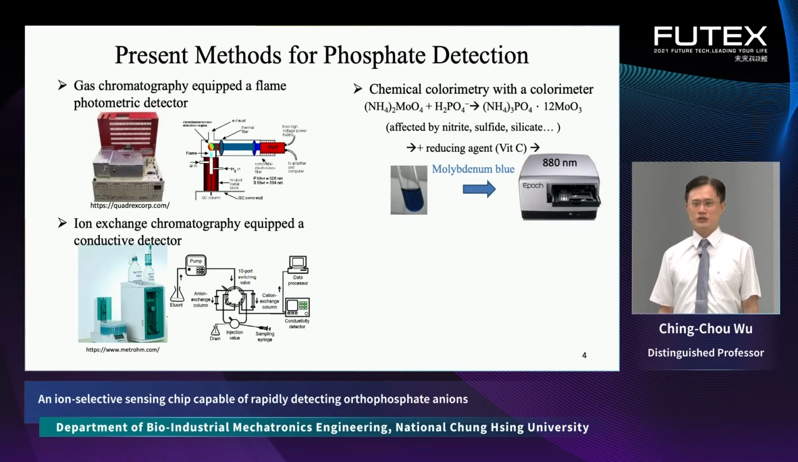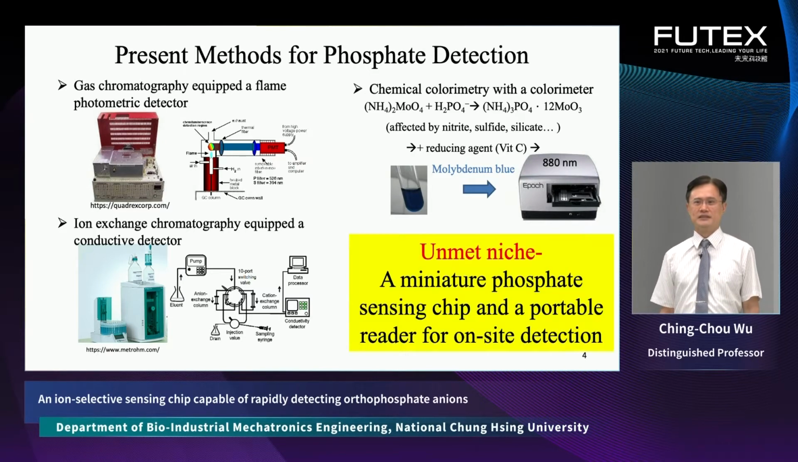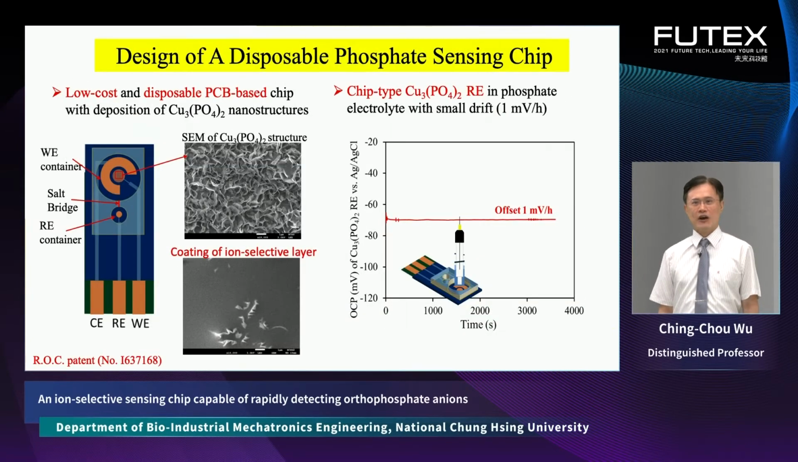But in this situation, we can find an unmet niche, which is to develop a miniature phosphate sensing chip and a portable reader for on-site detection. So in our work, we use PCB fabrication for the massive production of the copper-based chip and use our patented technology to transform the copper material into copper phosphate. And this copper phosphate has good specificity for phosphate ions.